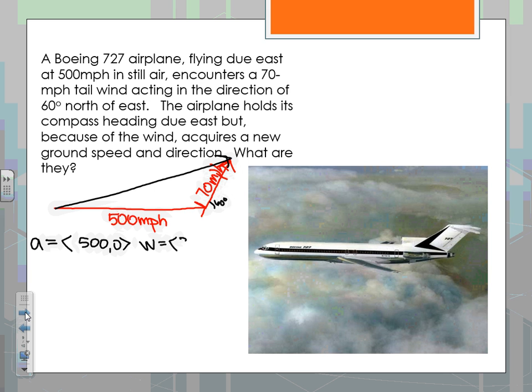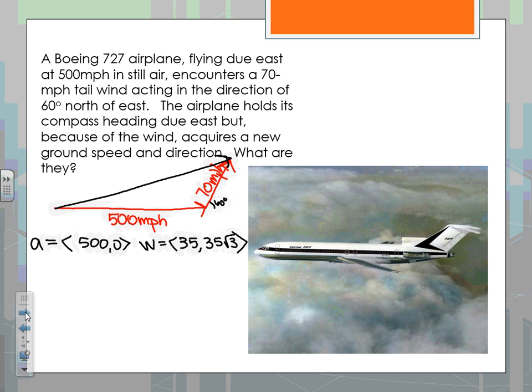That sounds right. 35. Okay. 70 times the sine of 60 is 60.622. 35 radical 3. Sure. Okay.